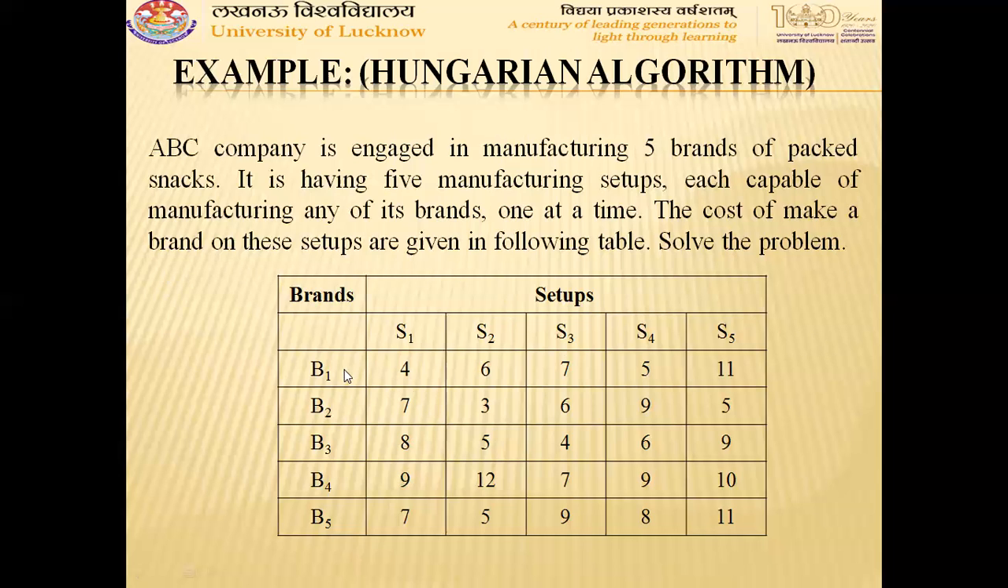That is, cost of making brand B1 by setup S1 is rupees 4. Similarly, cost of making brand B1 by using setup S2 is 6. Similarly, other costs are available. We have total 25 costs.